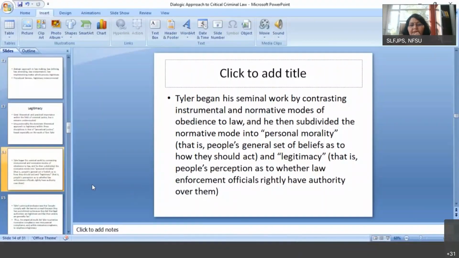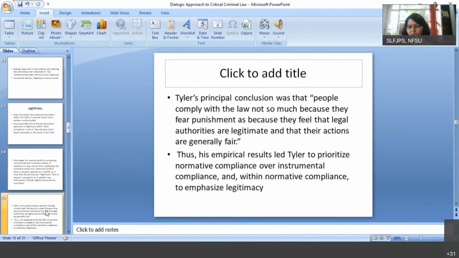So in this context, it is very important to see whether similar work has been done in India to ascertain the facts: whether people are obeying the law, how many people are obeying the law in India, and if only a small percentage of people are always obedient to law, what is the force behind them to obey the law?